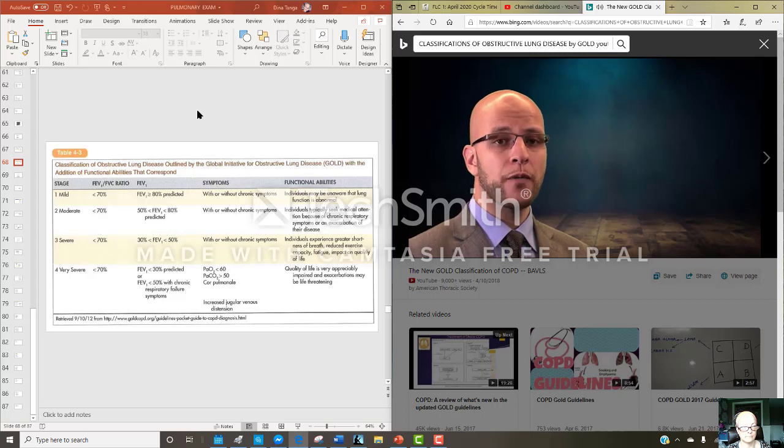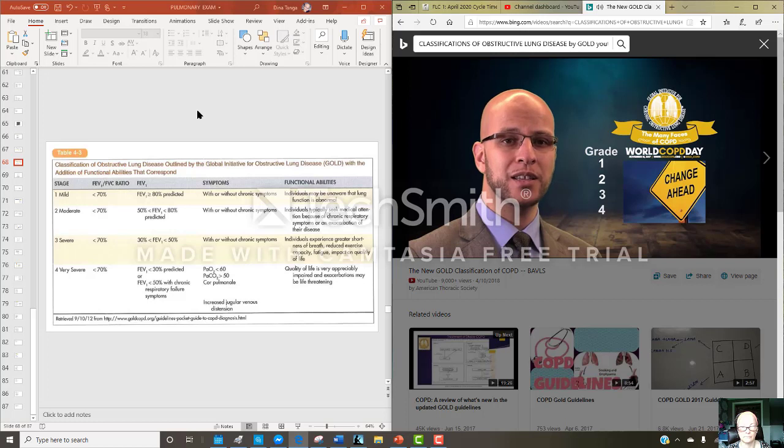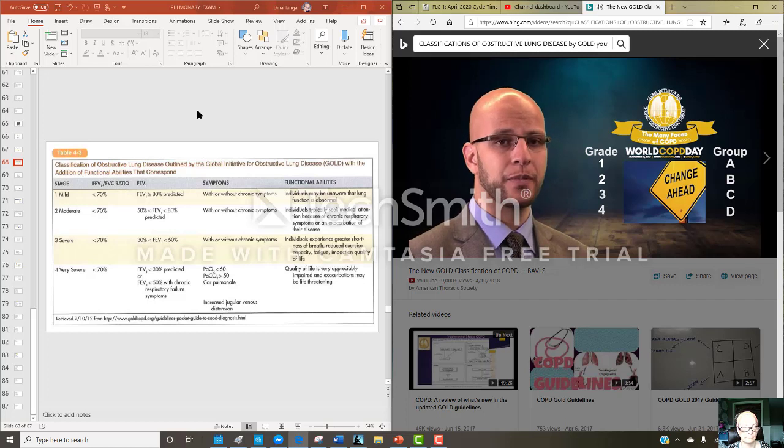And here comes the role of GOLD 2017, which in addition to grading COPD from grade 1 to 4 based on spirometry measurements, also further classifies it into A, B, C, D grouping based exclusively on patient symptoms and functional status.